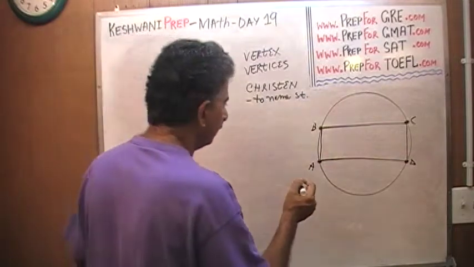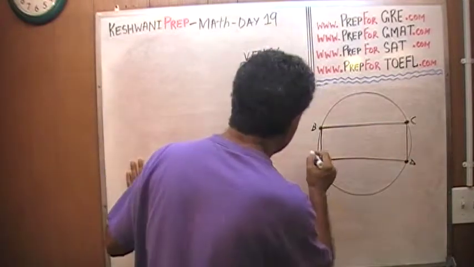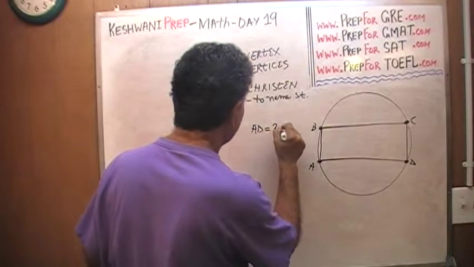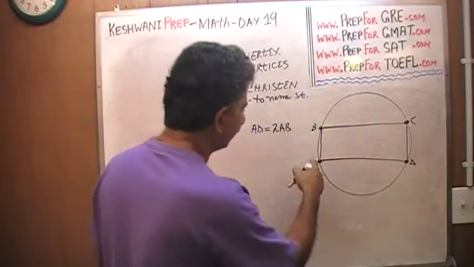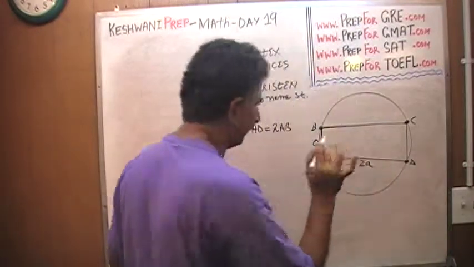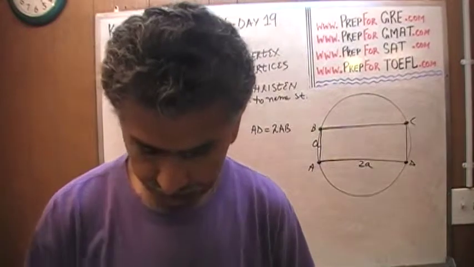We are told that A to B, we are told that A to D is twice AB. So let's call this distance A to B, let's call it A. So this distance is 2A. That's what we are told. What else are we told?